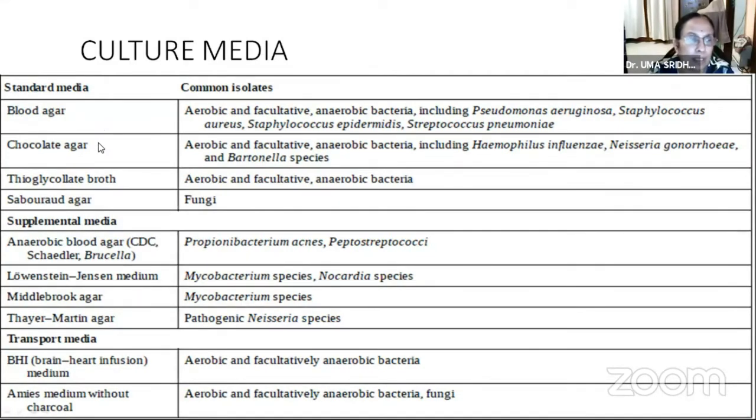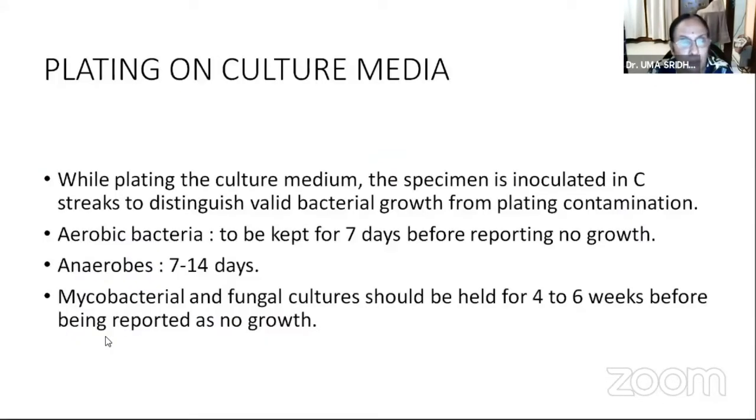Culture plates like blood agar, chocolate agar, thioglycolate, Sabouraud's, anaerobic media are routinely available. The LJ medium and the Thayer-Martin medium are also available if asked for, but not very routinely. At least one liquid media, the brain heart infusion, can be kept. We don't want to put them in the transport media; it is better to plate it in the culture media directly.